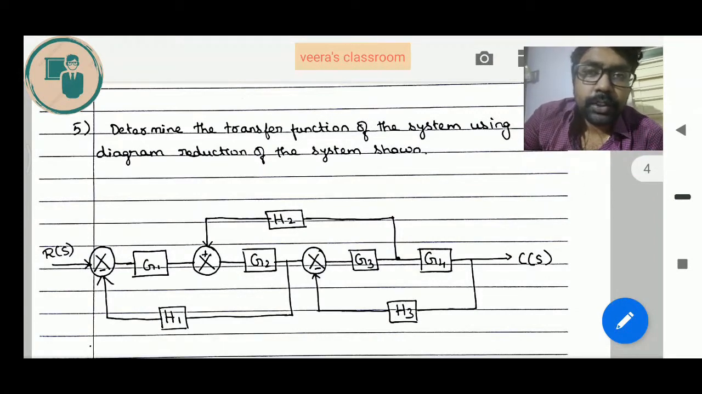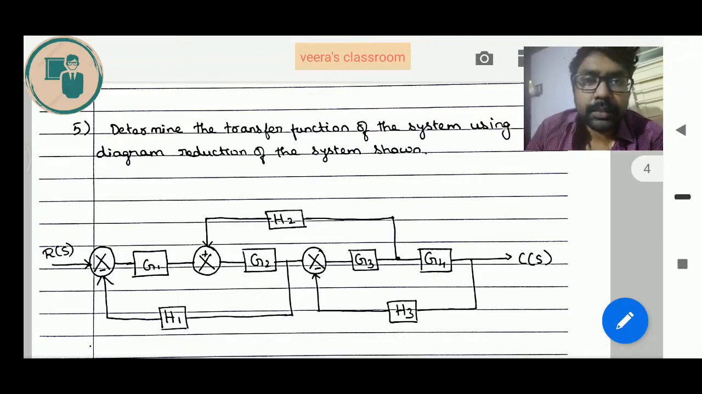When you see the diagram, it has lots of feedback loops. We have 3 feedback loops, and all the feedback loops are interconnected. So we have to move the branch point or the summing point to the left or the right to get a proper feedback loop. So we have to check how this is to be done.